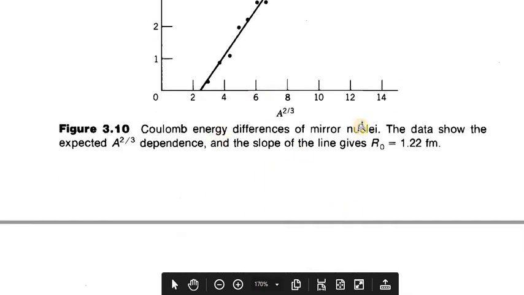R0 from this experiment is found as 1.22 femtometer.